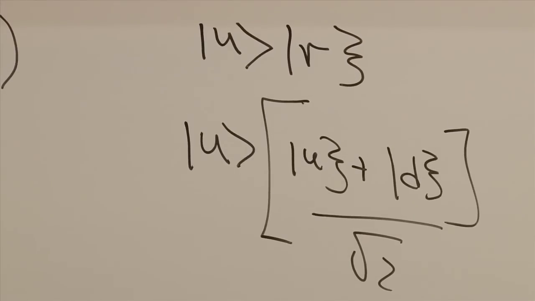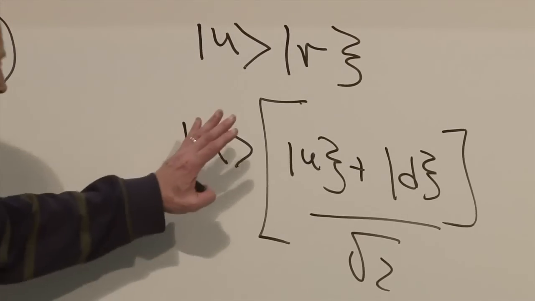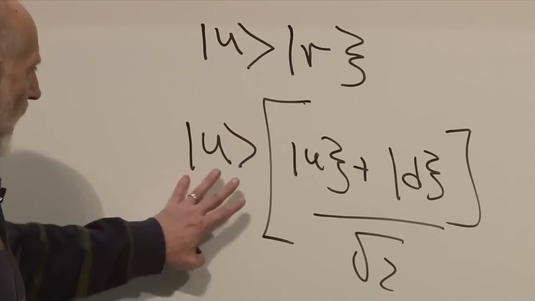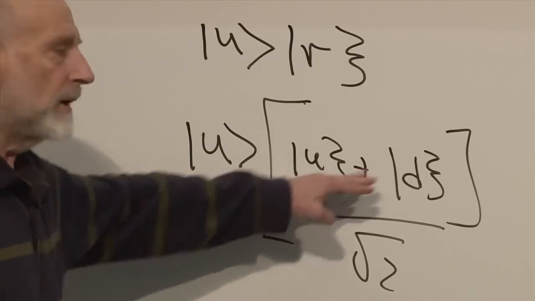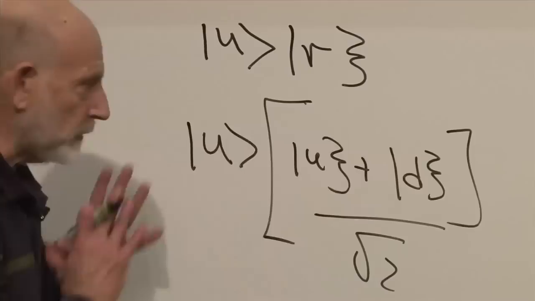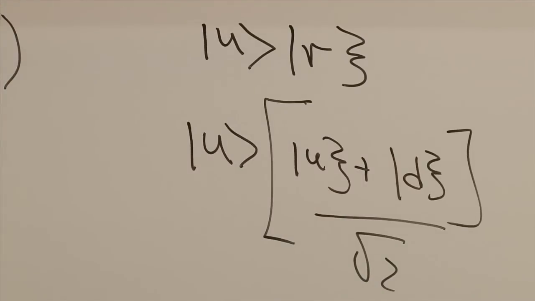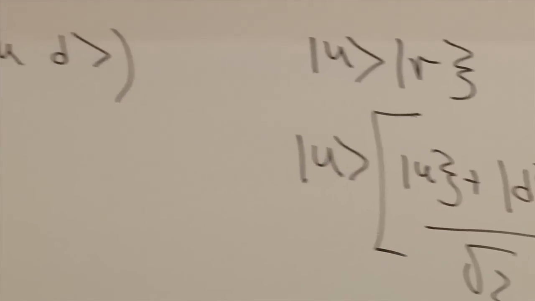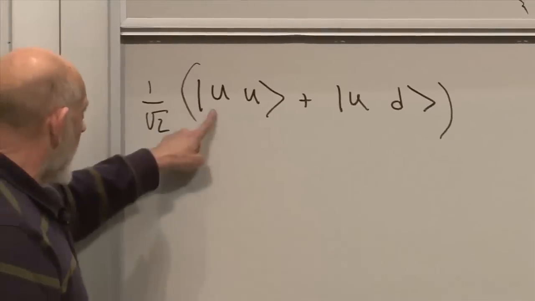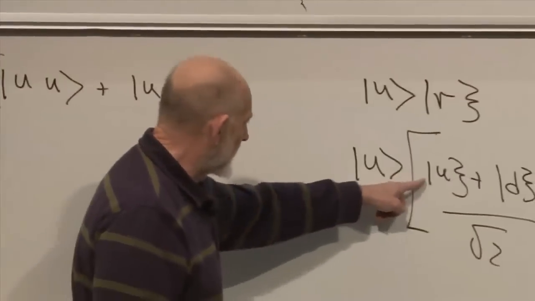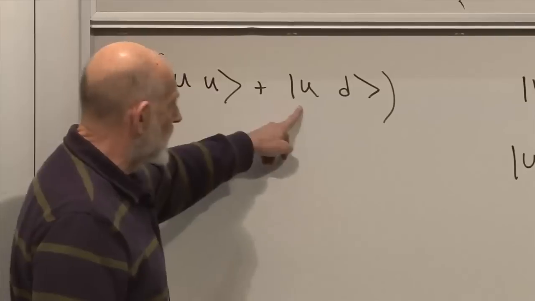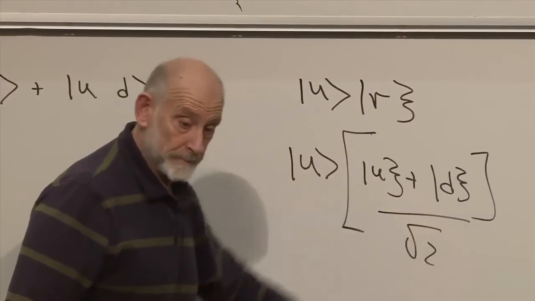So we just think of it as a product of sigma up and tau along the right direction. But that's the same thing here. We have 1 over square root of 2 up, up, that's this one, and 1 over square root of 2 up, down, that's this one.